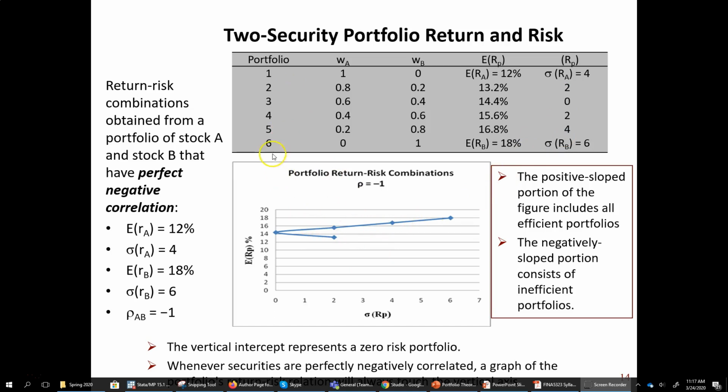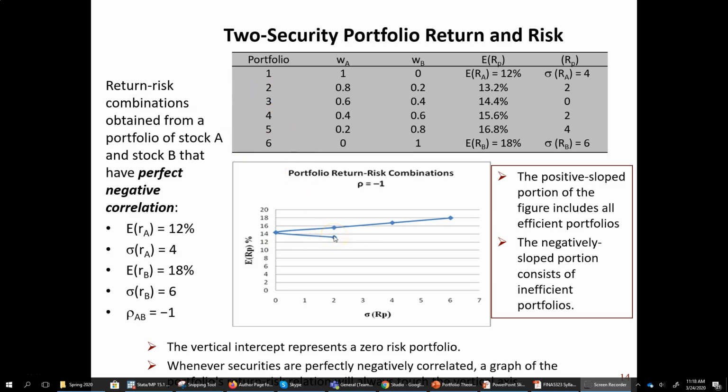And there was one here I didn't get plotted, and that is when we are 100% in A, right? Because at 100% in A, the standard deviation would be 4, and the expected return would be 12. It would be right here, and that would just be a straight line extending to right here. So my bad on that. Now when we look at this, we see this kinked relation as we saw before. So for example, right here, this is portfolio 2, where we're 80% in A, 20% in B. We have a standard deviation of 2 and an expected return of 13.2%. So this is portfolio 2.